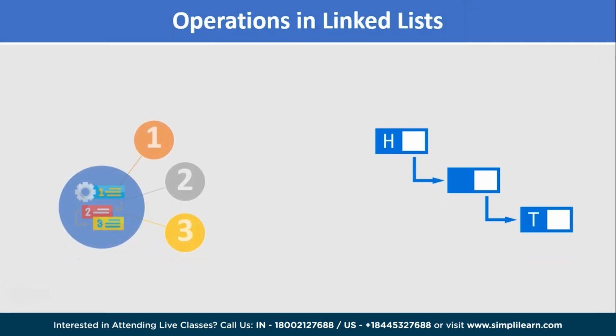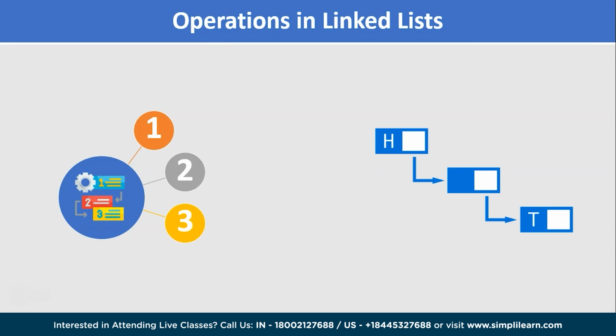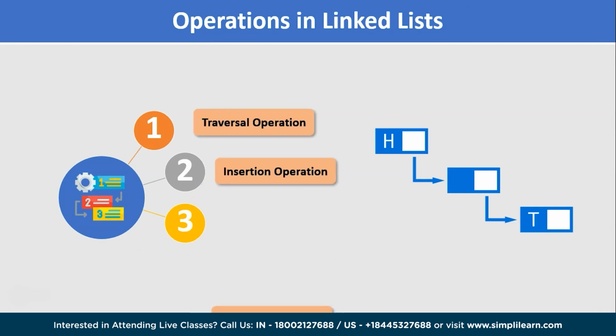So let us now discuss some of the operations in linked list. Now there are three important operations we can perform, which are the traversal operation, insertion operation, and deletion operation. Now, when I say traversal, traversing means accessing each and every element of a data structure at least once. Linked list traversal means accessing all the elements of the list starting from the head node to the last node.